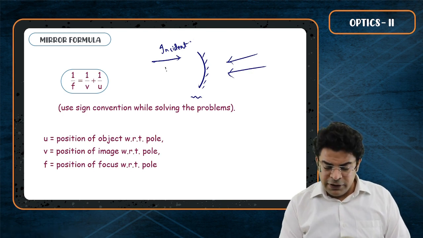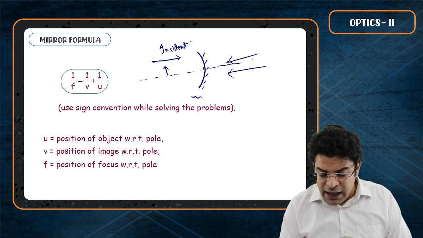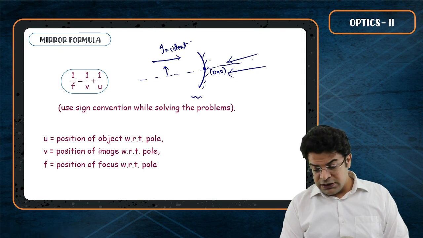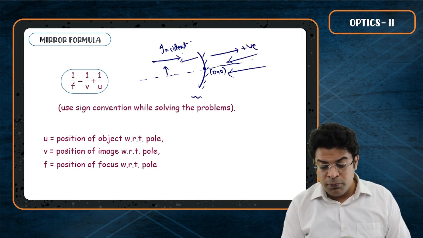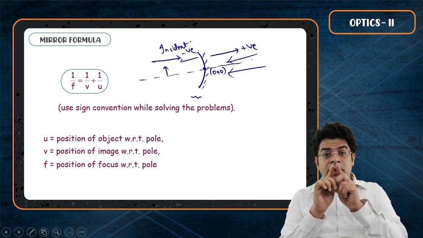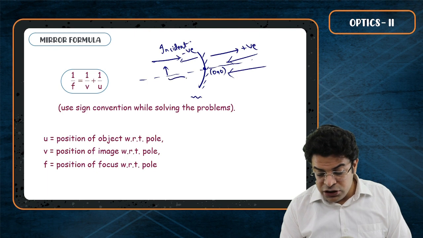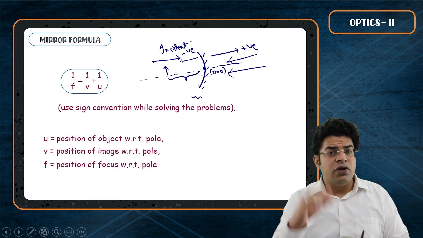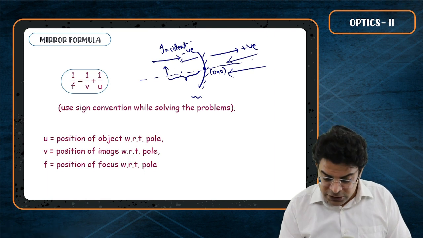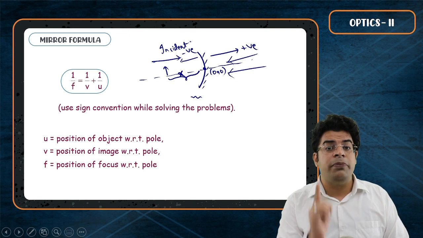Now let's say you have placed some object in front of it. Do understand that we measure everything from the pole. Pole is taken as the origin. So the direction of propagation of incident ray is positive, and the direction opposite to it is taken as negative, and the pole is taken as the origin. So you will say that the position of object is negative. As well as for this concave mirror, the focus will be somewhere here. So the position of focus will also be negative.